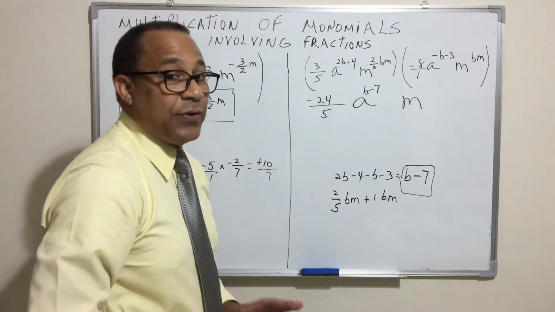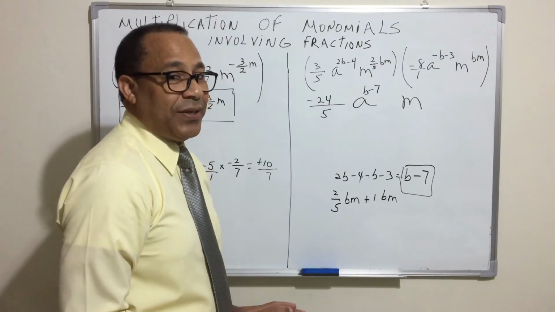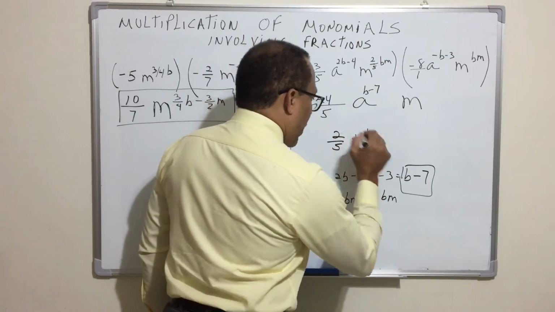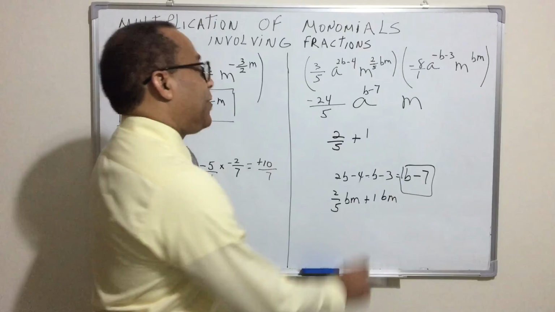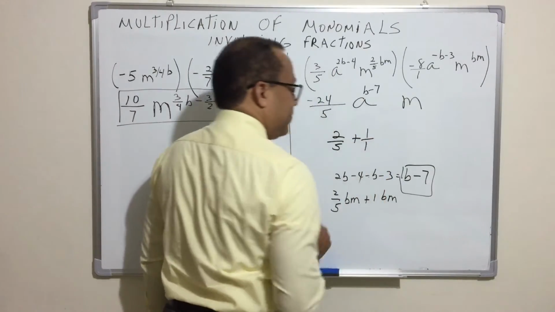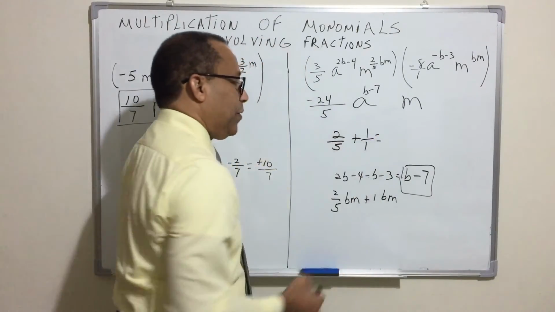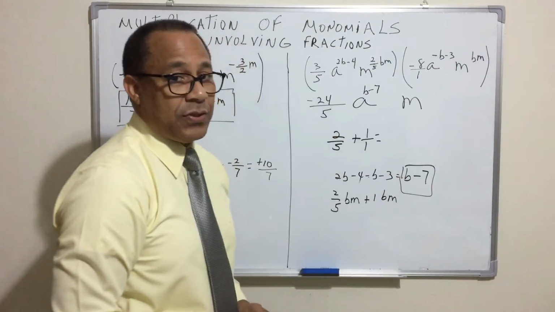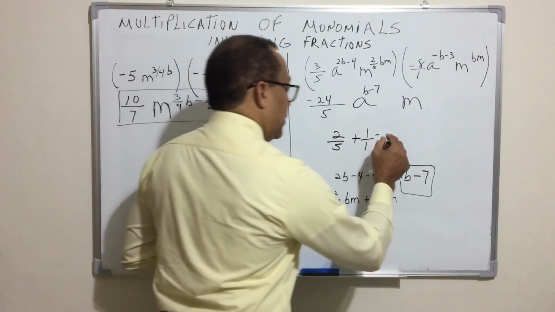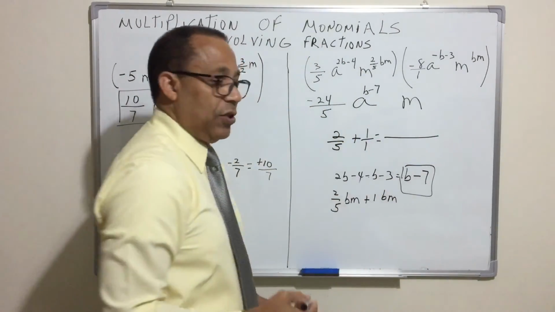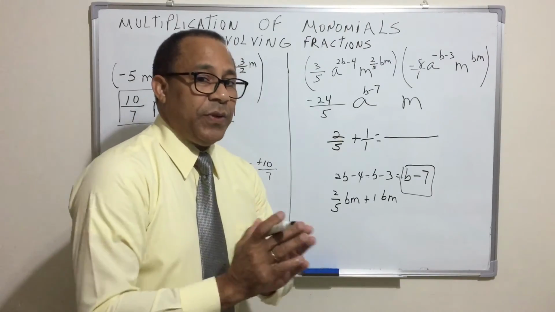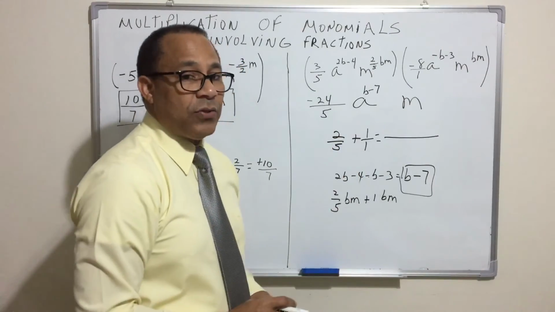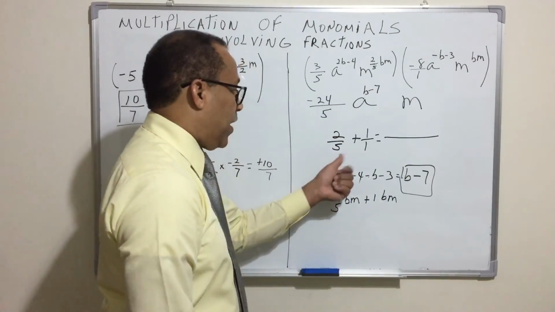Let's do that. It sounds easy, but you need to understand how to do it. 2/5 plus 1. The 1 has a denominator. So what are we doing here? We are adding fractions with different denominators. And you know that when you add fractions and those fractions have different denominators, you need to find the least common multiple of the denominators. The least common multiple between 5 and 1 is 5.